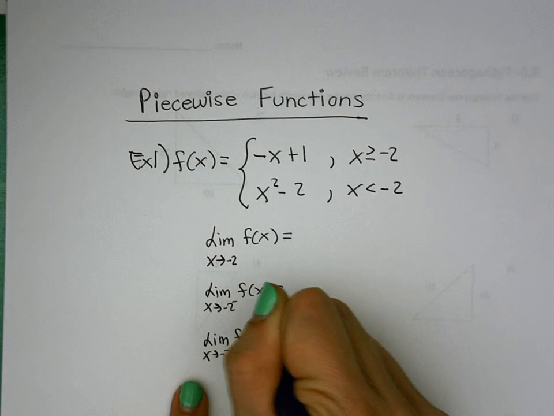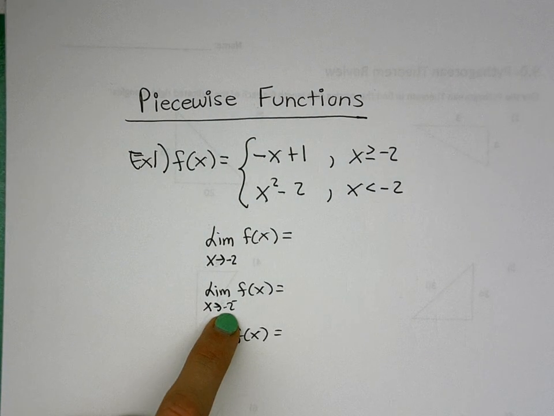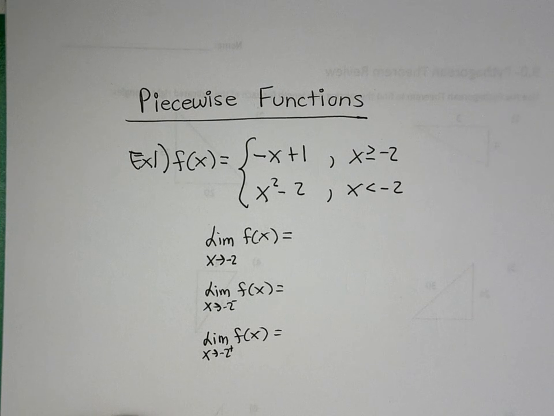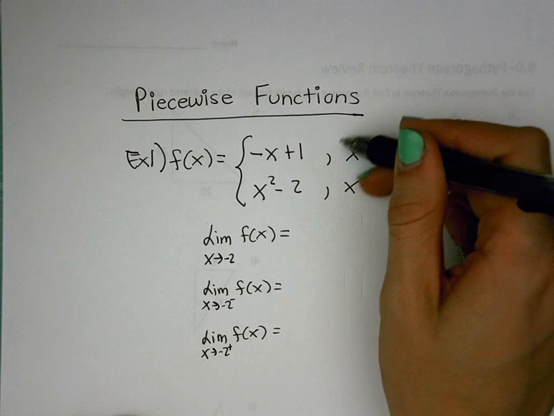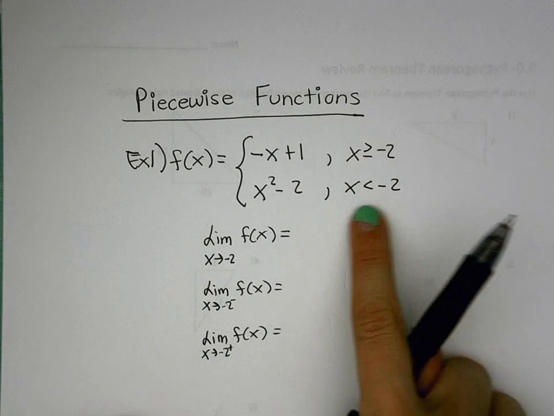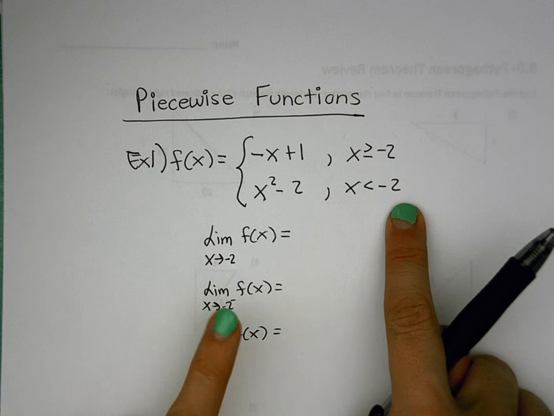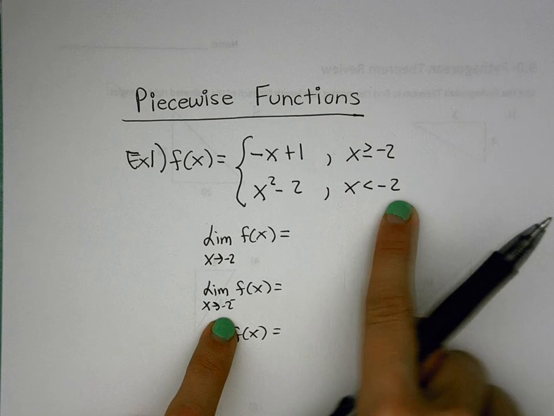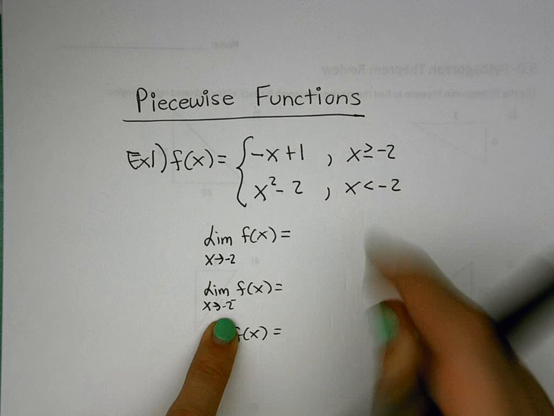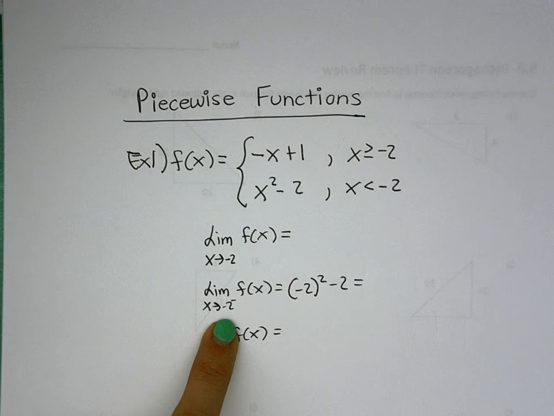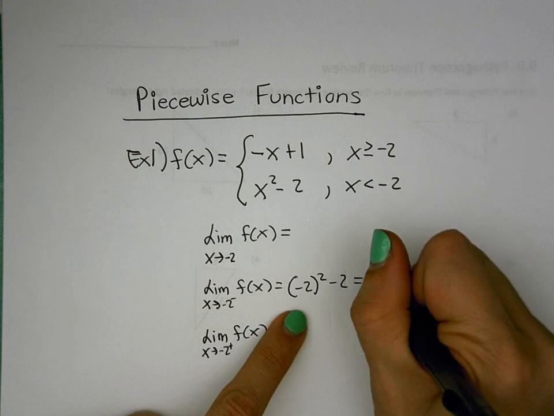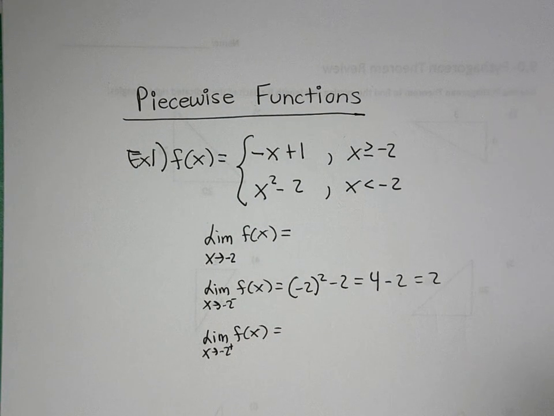what would be values left of -2? -3, -4, -5. Well, where do we see that -3, -4, -5 at? You see them right here, right? Less than -2. So for my -2 from the left, I'm concerned with this bottom function. What happens as we approach -2 from the left? Well, -2 squared is 4, minus 2 is 2. And then what happens as we approach -2 from the right? We'll think about values that are right of -2.